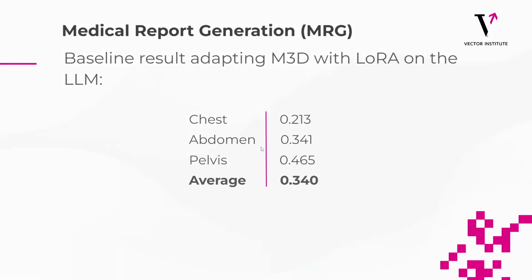Okay, so this is the score we got using this baseline. This is the first score we got in the competition. We got the score really quickly. We didn't do much development on M3D. We just basically fine-tuned it on the data set and then tested the results, and this is what we got for chest, abdomen, pelvis, and then the average. We used LoRA for fine-tuning the LLM. So this is now our baseline.